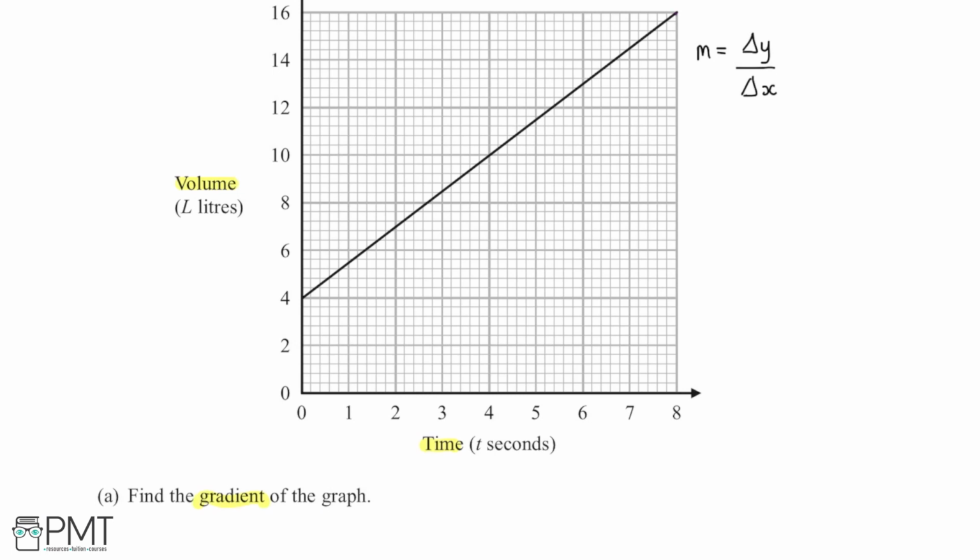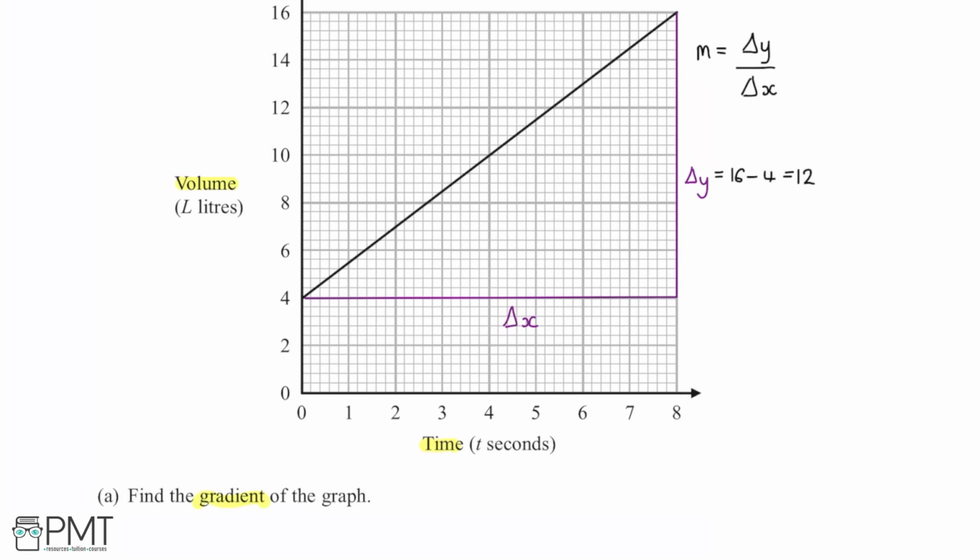So I'm going to start at this point here, come down to here, and then do the same along the x-axis. This is going to be the change in y, and this is going to be the change in x, these distances. So the change in y is equal to the y value at the top here minus the y value at the bottom here. If we go along the line, the y value at the top is 16 and at the bottom it's 4. So the change in y is 16 minus 4, which is equal to 12.